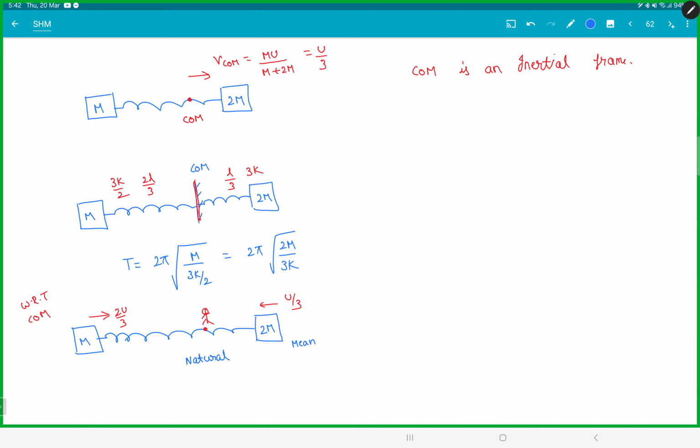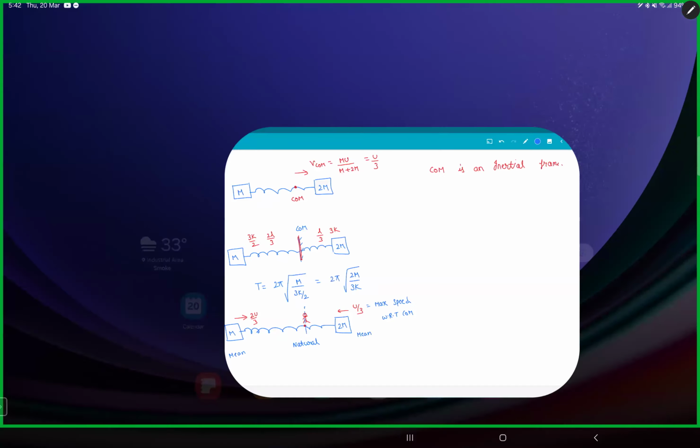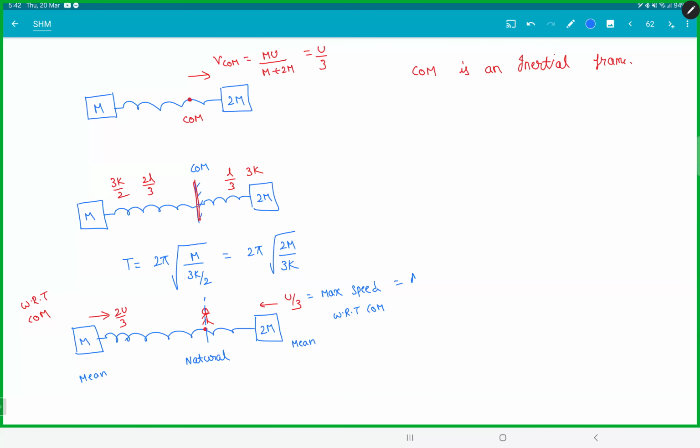And if this is the mean position, that means these are the maximum speeds with respect to the center of mass. If that is the maximum speed, then this should be equal to A2 omega. Therefore, A2 omega is u by 3. Similarly, A1 omega is 2u by 3. From here, I'll get the amplitudes of both the blocks. A2 is u by 3 omega.